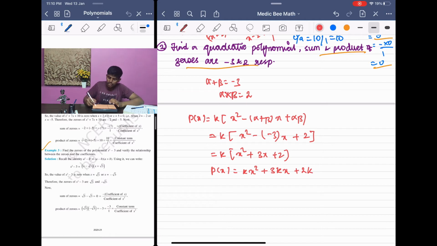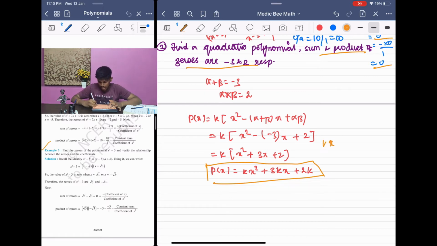Please don't forget to use this k in your answer, because you are not sure whether the coefficient of x squared would be 1 or not. And it is not an equation. If you say kx squared plus 3kx plus 2k equal to 0, then because of the equal to 0, it is called an equation.